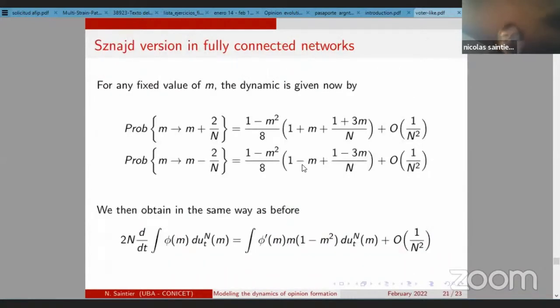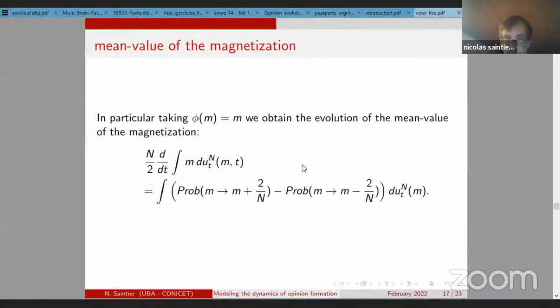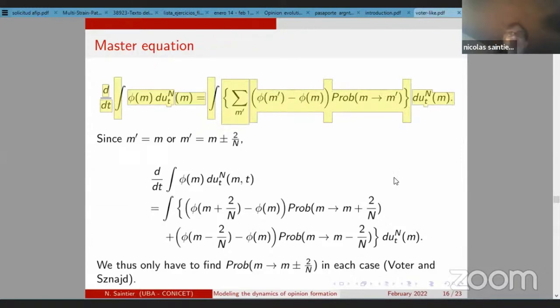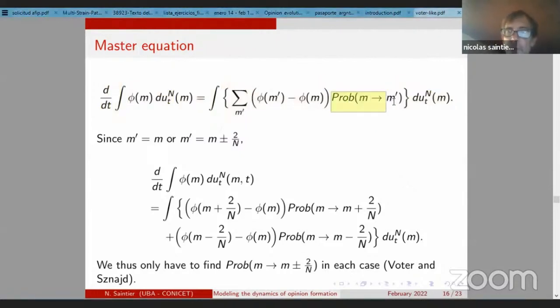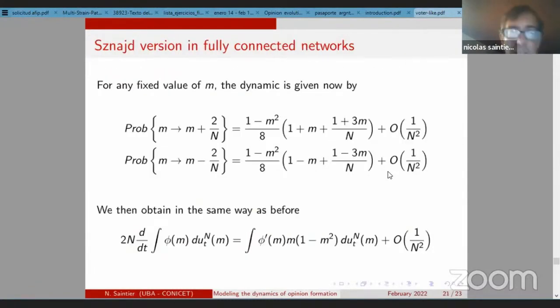Okay, so we go back to the master equation in weak form. And now we know that the transitions for the magnetization are the same as before. We can go to m prime equal to m plus 2 over n or minus 2 over n, right? And we just have to find the transition probabilities. This is the only difference. Everything concerning the dynamic is there. So let's do this for the Sznajd dynamic.